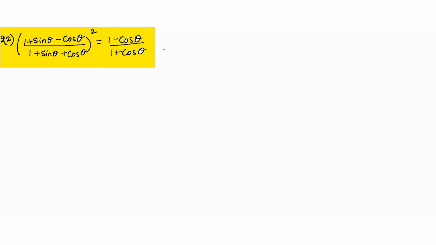So my LHS is 1 plus sine minus cos the whole square divided by 1 plus sine plus cos the whole square. So this is basically a trinomial. There are three terms in 1 plus sine minus cos, and that is squared. So I need to remind myself of the formula a plus b plus c the whole square.